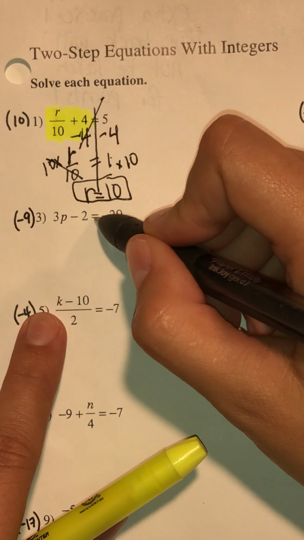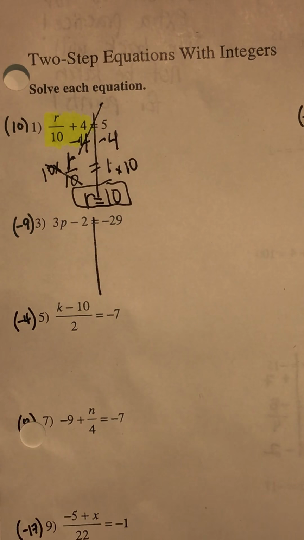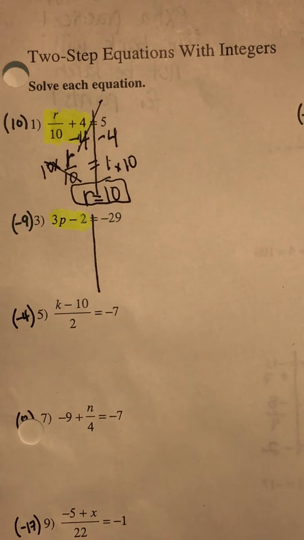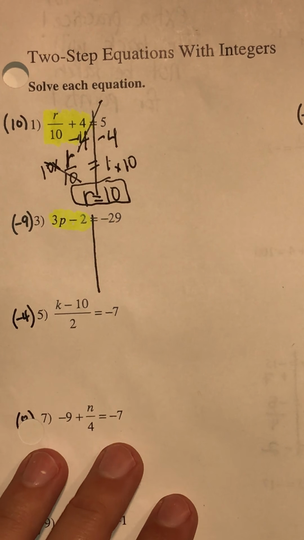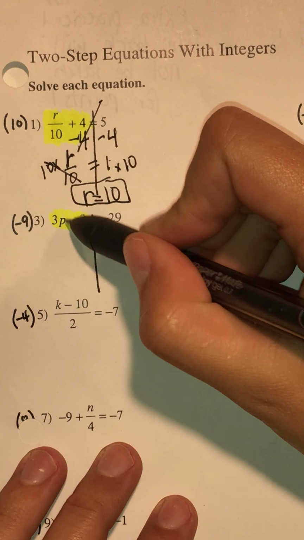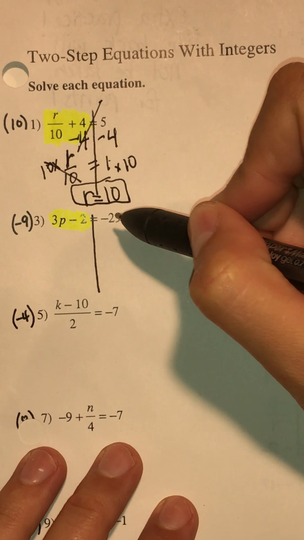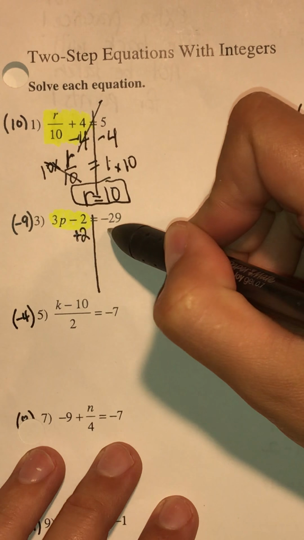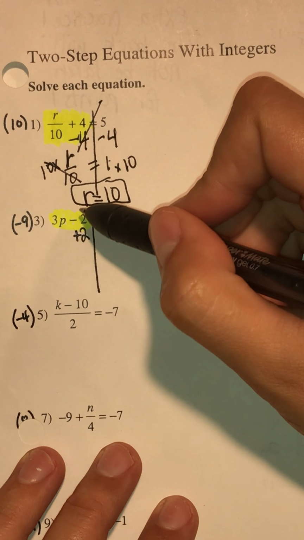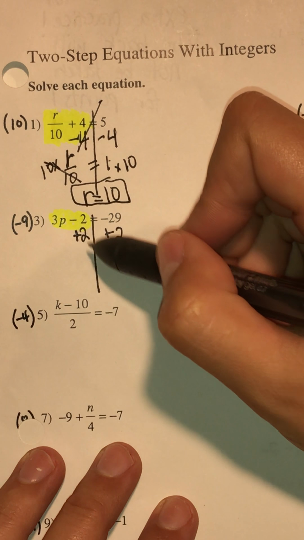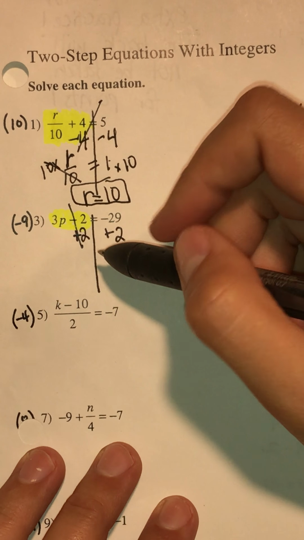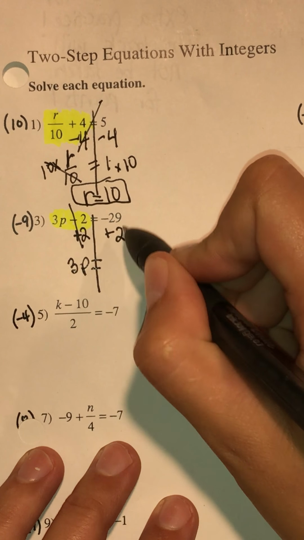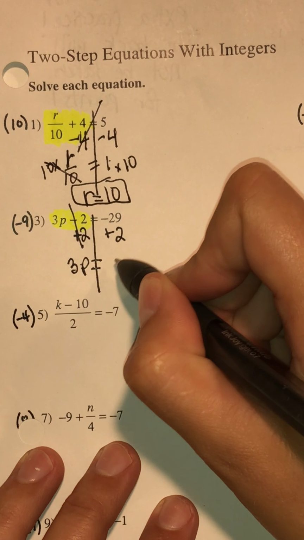In number 3, if I draw a line down the equal sign and I highlight the side that the letter's on, I recognize that my number without the letter is the -2. The opposite of -2 is +2, so I'm going to add 2 to both sides. Make sure that you're staying organized with your work. -2 plus 2 cancels out, and I'm able to drop down 3p equals -29 plus 2 is -27.